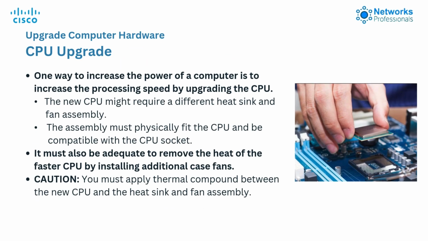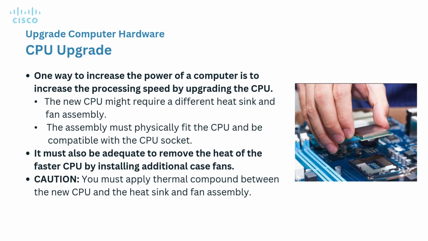CPU upgrade. One way to increase the power of a computer is to increase the processing speed by upgrading the CPU. The new CPU might require a different heatsink and fan assembly. The assembly must physically fit the CPU and be compatible with the CPU socket. It must also be adequate to remove the heat of the faster CPU, which may require installing additional case fans. Caution: you must apply thermal compound between the new CPU and the heatsink and fan assembly.